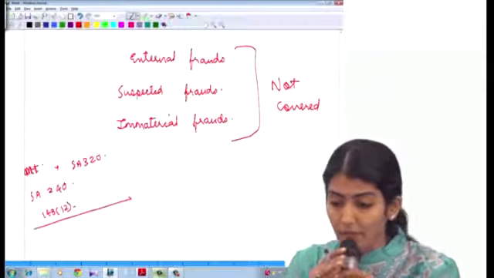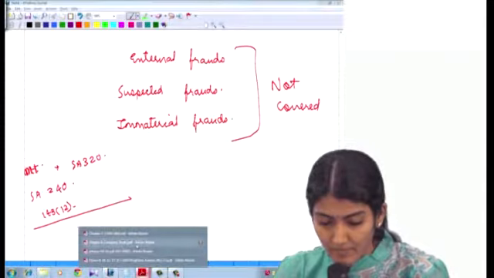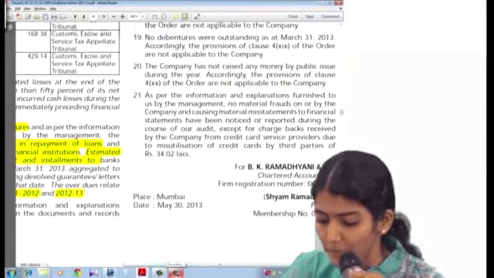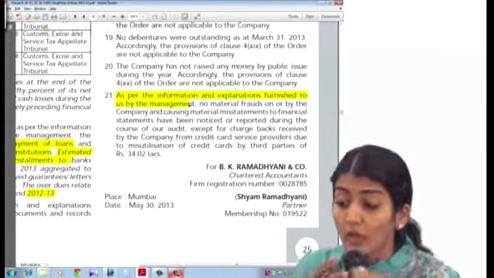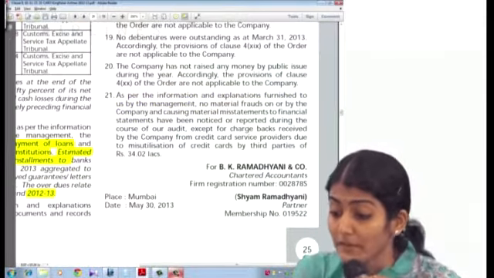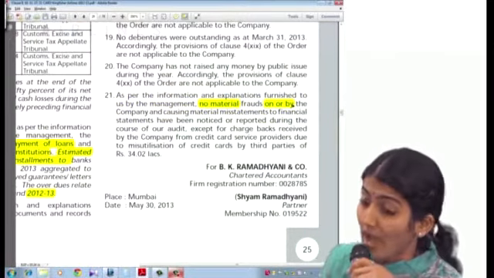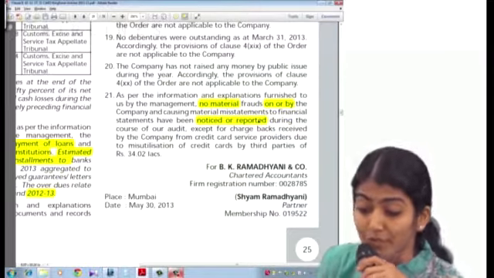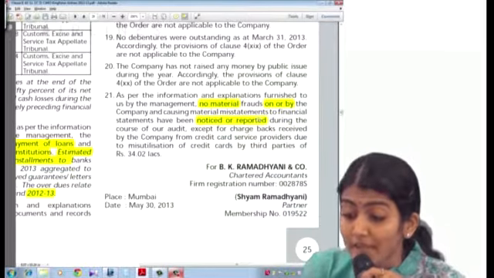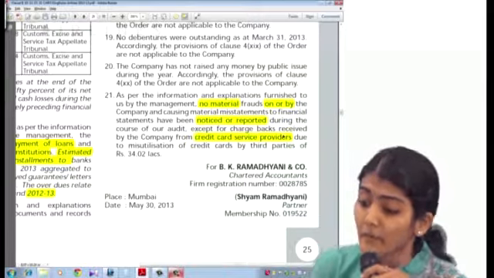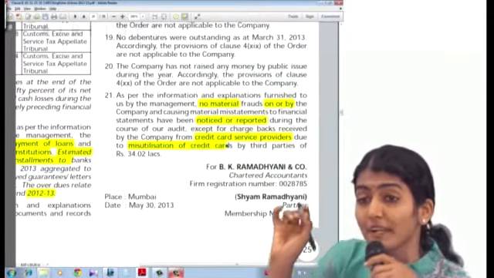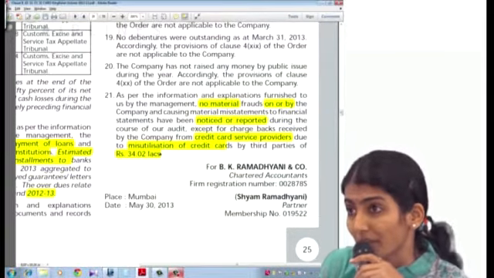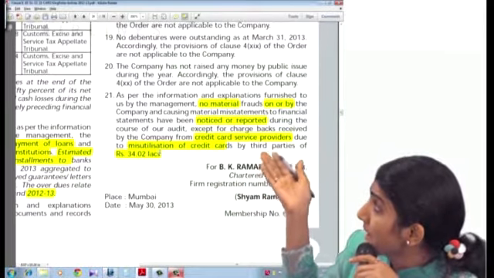Okay, right. So now if you come to this Kingfisher, as per the information and explanation given to us, in the old Caro it was clause 21. No material frauds on or by the company and causing material misstatement to the financial statements have been noticed or reported during the year, except for chargeback received by the company from credit card service providers due to misutilization of credit cards. So what is this? The nature of the fraud and the amount involved, 34.02 lakh.